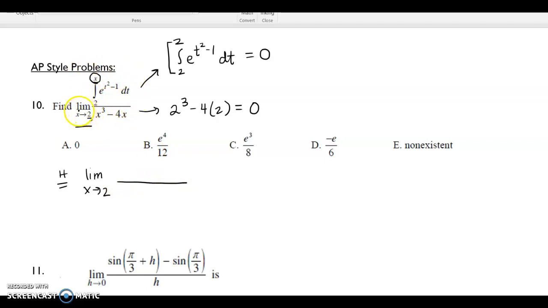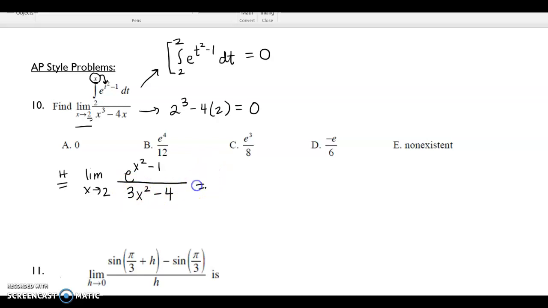So when I take the derivative of the numerator, this is where I have to use that second fundamental theorem of calculus. So I take the derivative of an integral. That basically cancels each other out. Then I'm going to take my x. I'm going to plug it in for my t. So I have e to the x squared minus 1. And then I would multiply by the derivative of x, but that's just 1, so I don't have to write it. And then the derivative of the denominator is 3x squared minus 4.